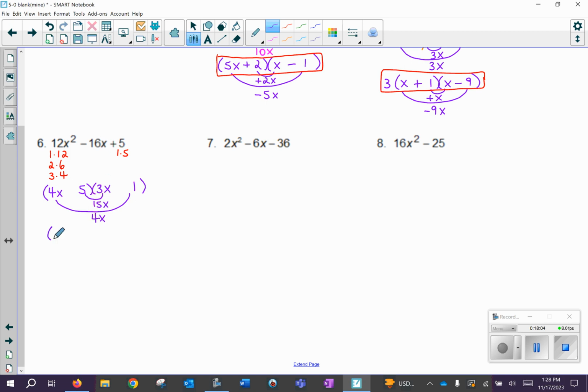Okay, here's my next guess. So I'll put 4x and 3x, 1 here and 5 there. You gotta try them both. This would be 20x. This would be 3x. 20 plus 3 would be 23, not 16. 20 minus 3 would be 17. Again, it failed. So 5 and 1 are my only possibilities here.